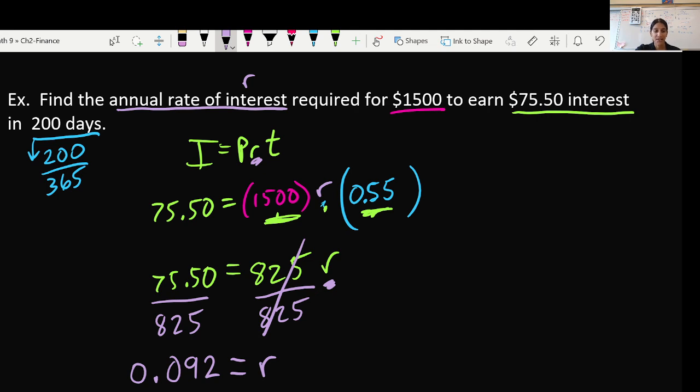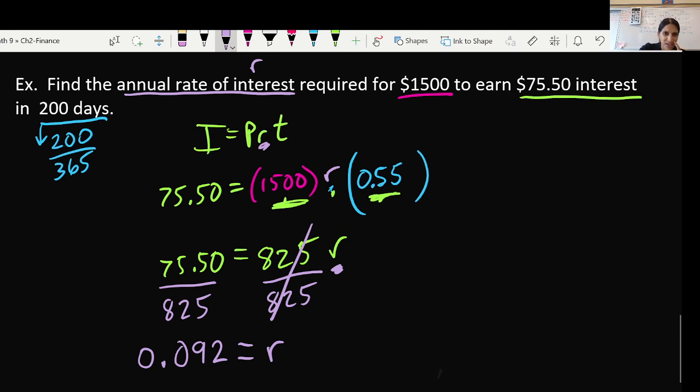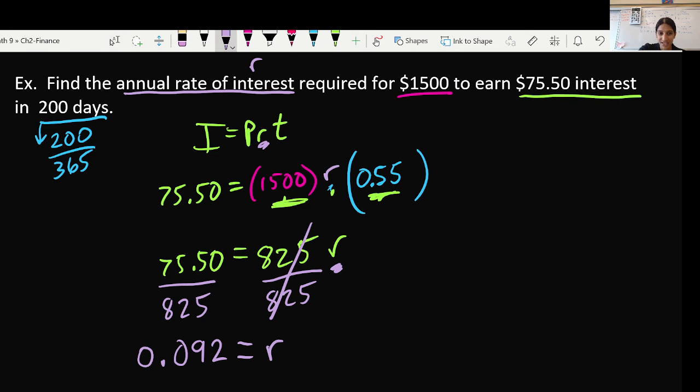But basically, when we usually give the interest rate, we give it as a percentage. So to work backwards, if I want to take a decimal and change it to a percent, I'd want to multiply by 100, which means moving this over 2 spots there. So 9.2% is the annual interest rate.